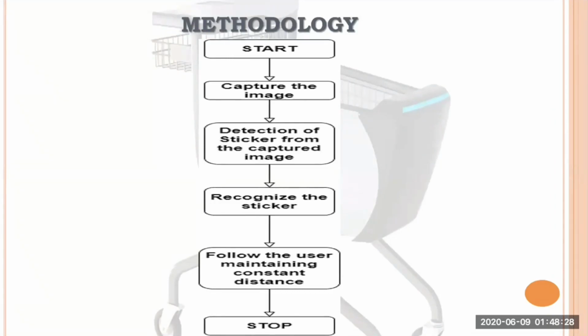Next, the trolley should follow the user by maintaining a constant distance. As we have said, one of our objectives is to avoid collision by maintaining the constant distance. For this, we have used some distance estimation techniques. For the trolley to maintain a constant distance between the user and the trolley, these techniques will be used.